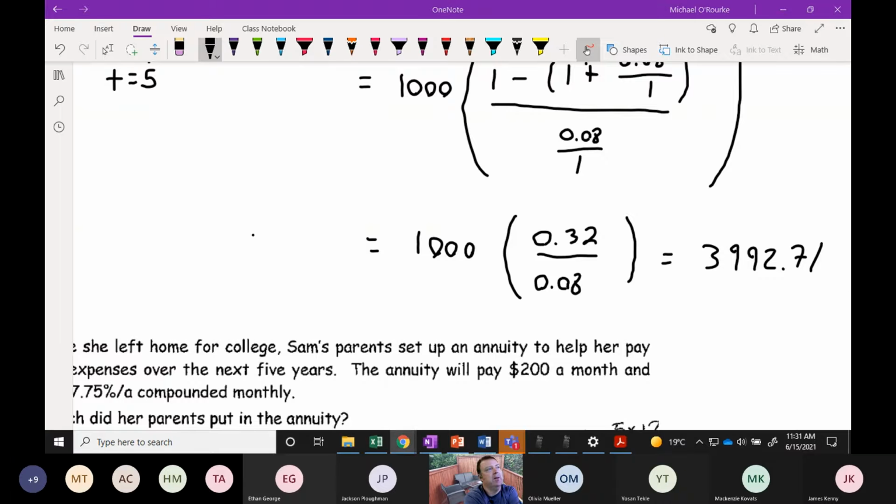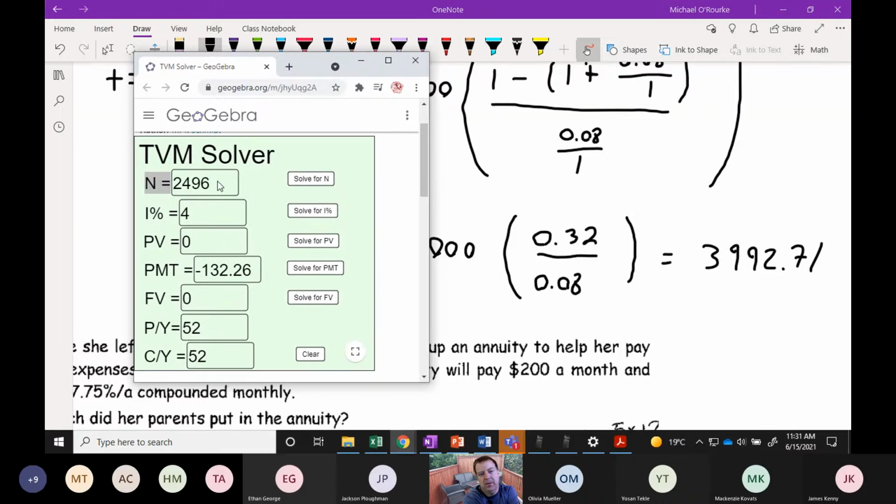Let's see here. It's only compounded annually. So this one here is going to be 5. Our percent is 8. Our payment is 1,000. This is 1 and this is 1. So if we go up, we're looking for our previous value. Yep, and there's our answer.